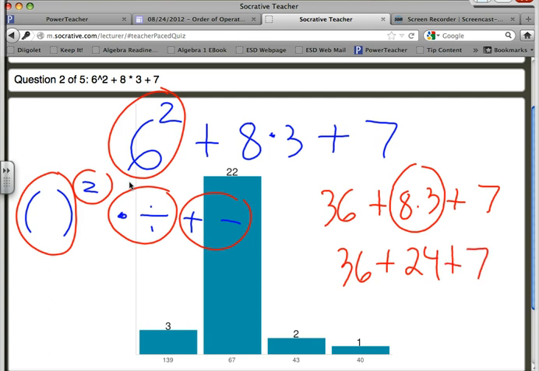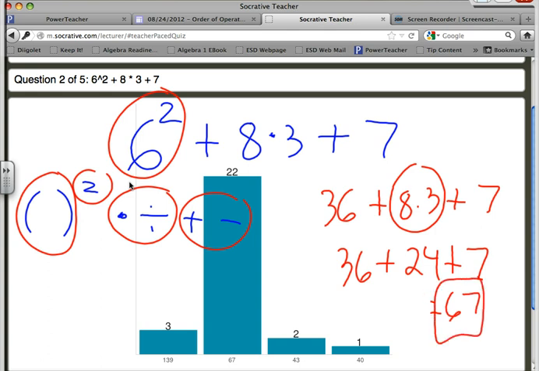I'm showing step by step. It's okay. Take it slowly, guys. That's fine as long as you get the correct answer. Notice now they're all additions, so just add them all up. 36 plus 24 plus 7, guess what our answer is? 67. And that's how we get our answer.